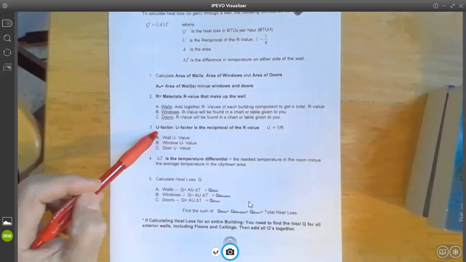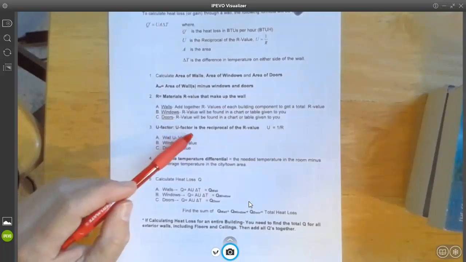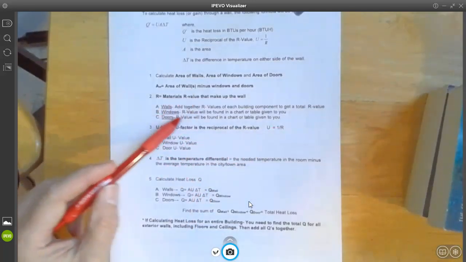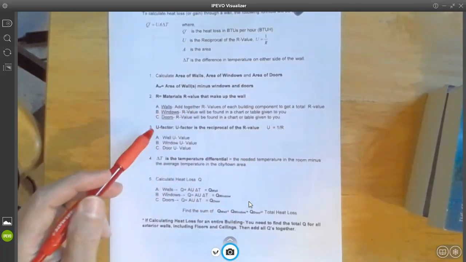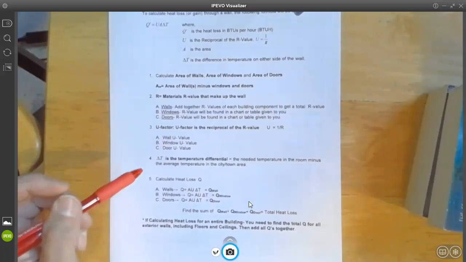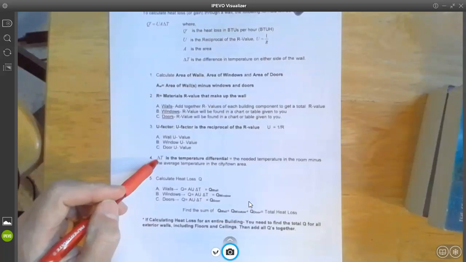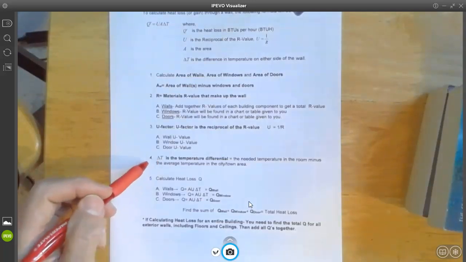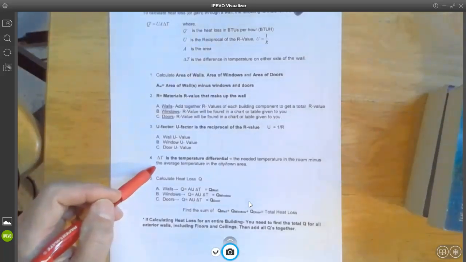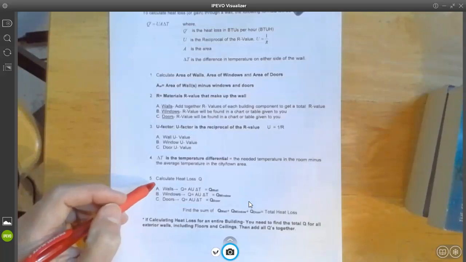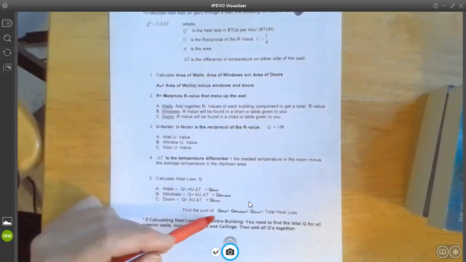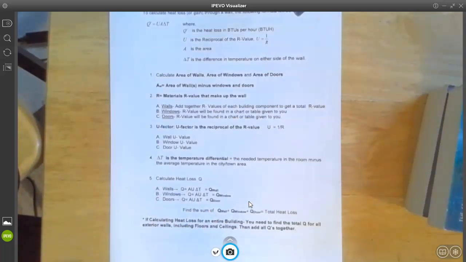And then we're going to find the U factor. The U factor is the reciprocal of the R value. So it's 1 over the values that you calculated up here in step number 2. And we'll find the U value for the wall material, for the windows, and for the doors. And then delta T is the temperature differential. That's the temperature in the room minus the average temperature in the city/town that you're located in. Then you're going to calculate the heat loss for the walls, for the windows, and for the doors. You're going to add those all up, and that's going to give you a total heat loss.